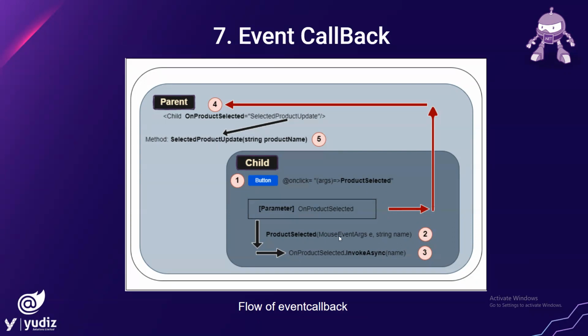In the function, we have MouseEventArgs. MouseEventArgs is the information about the mouse event. Then after we notify the parent component, but we must add the EventCallback class with the Parameter attribute. Then after the InvokeAsync function will be triggered and the parent component will be notified with the event handler. Now let's see the demo of EventCallback.